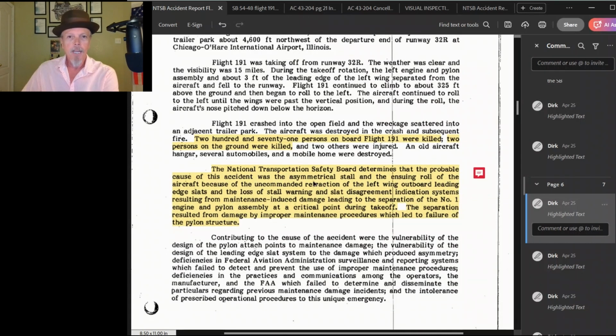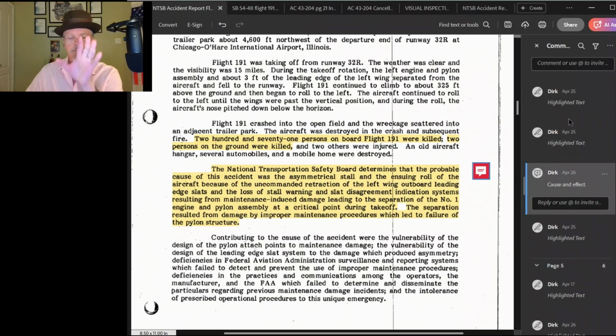So the National Transportation Safety Board determines that the probable cause of this accident was the asymmetrical stall and the ensuing roll of the aircraft because of the uncommanded retraction of the left wing outboard leading edge slats and the loss of stall warning and slat disagreement indication systems, resulting from maintenance-induced damage leading to the separation of the number 1 engine and pylon assembly at a critical point during takeoff. I'm assuming anytime there's a separation of the number 1 engine, it's going to be at a critical point. The separation resulted from damage from improper maintenance procedures, which led to failure of the pylon structure.